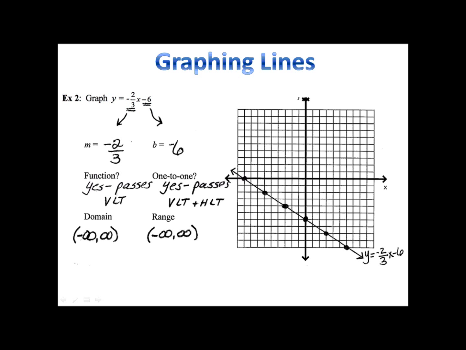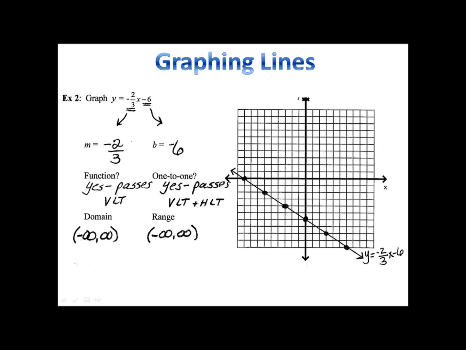Our slope in this case is negative 2/3. Our y-intercept is negative 6. We now have a point and the slope. I begin by plotting the point negative 6 on the y-axis. Then I use my slope negative 2/3. Down 2, right 3, down 2, right 3, and I can continue the pattern in the other direction.